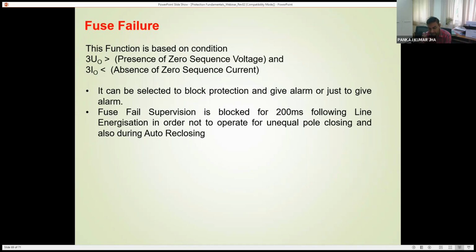So the relay will use a simple algorithm. It will see the conditions of your zero sequence and negative sequence current and zero sequence and negative sequence voltage. In case of a fault, there will be a presence of zero sequence current and zero sequence voltage, while in case of only VT fuse fail, you will have zero sequence voltage but not zero sequence current. So the relay will immediately detect it as a fuse failure condition and it will block the distance protection.